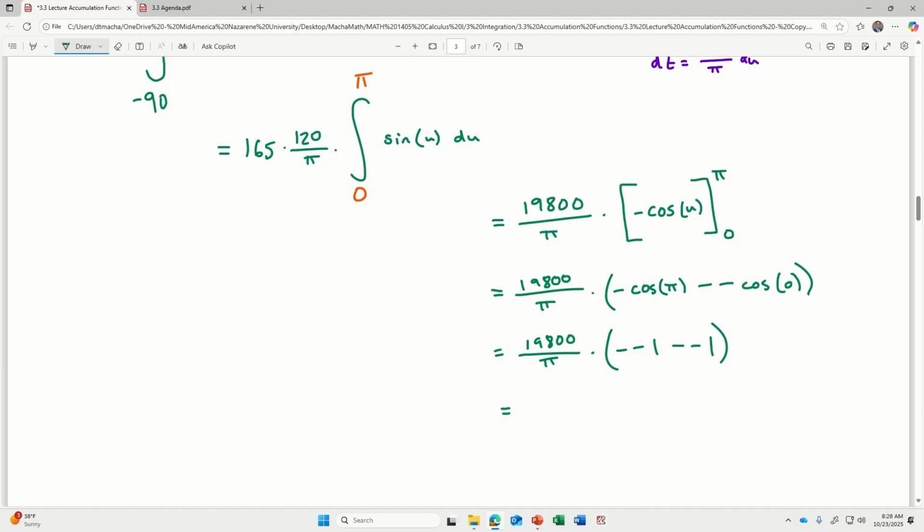And so now I can say 2 times 19,800 divided by pi. And that's going to be 12,605. Final answer. So, to answer the question, 30 minutes after kickoff, how many fans are in the stadium? 12,605 fans.